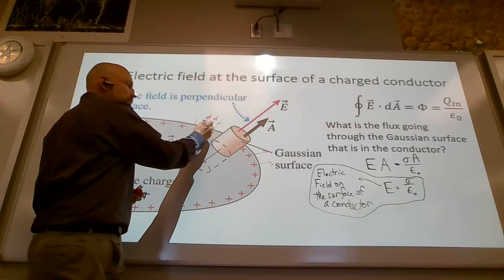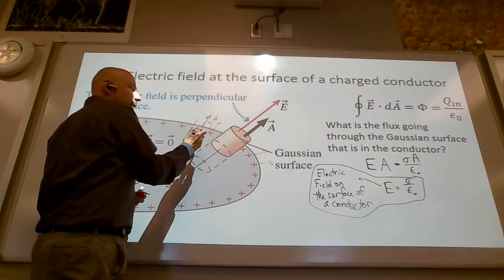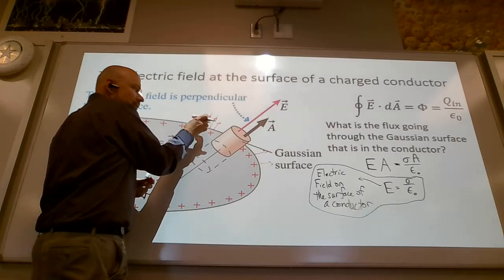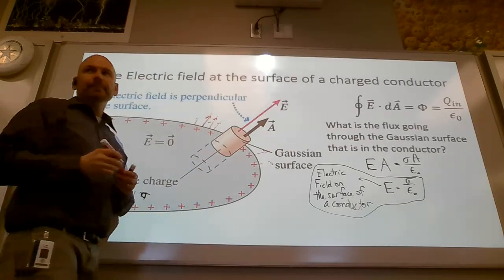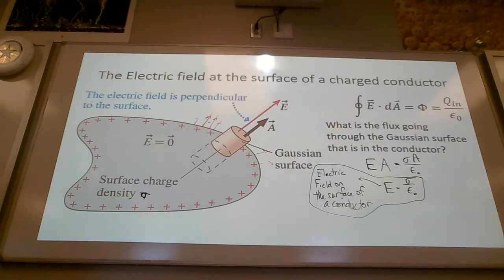So if we draw the surface small enough, it'll be perpendicular, so parallel to the walls of the Gaussian surface. You all right with that? Great question. Okay. Good with that? Other questions?